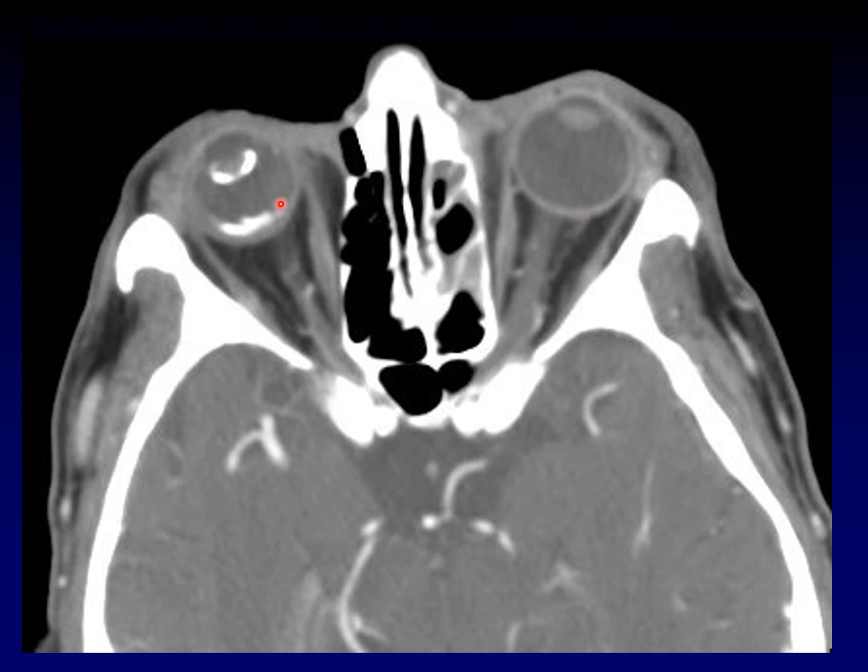These coarse calcifications, accompanied by a diminutive globe, are indicative of phthisis bulbi. It is the end stage of any insult to the eye that causes severe damage and progresses to this chronic state, phthisis bulbi.